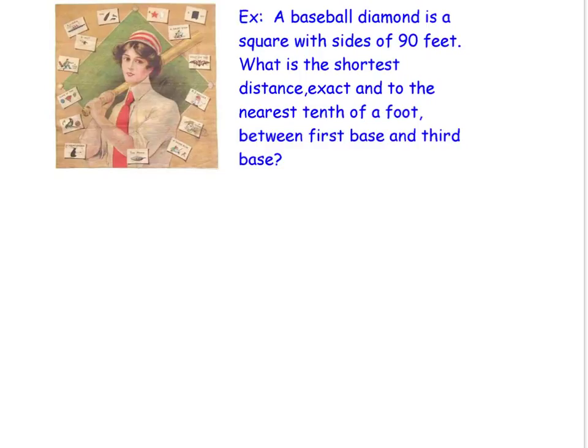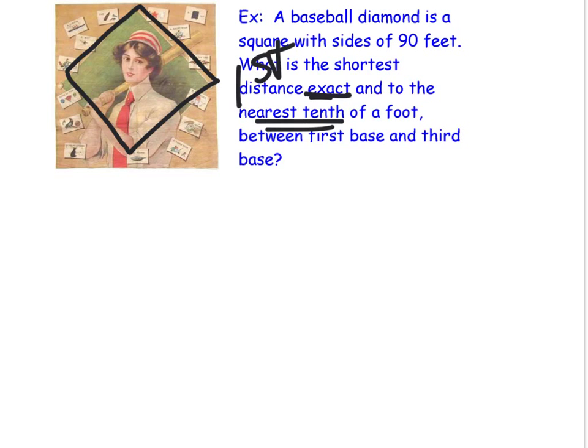All right, last problem is a real life application. Baseball diamond right here. That diamond is a square. It says the sides of the square are 90 feet. What is the shortest distance, exact and to the nearest tenth of a foot this time, make sure you're reading directions, between first and third base? Here's first. Here is third over here.